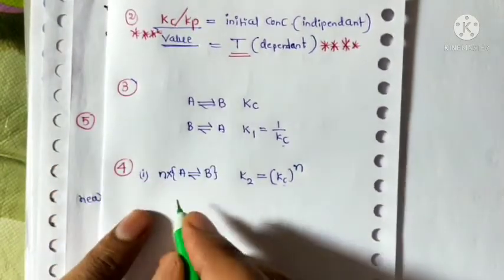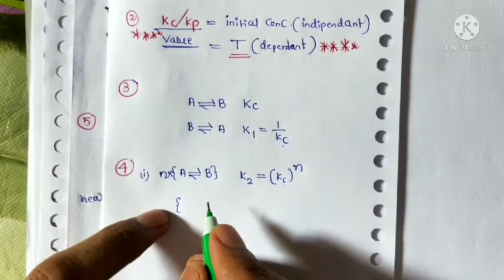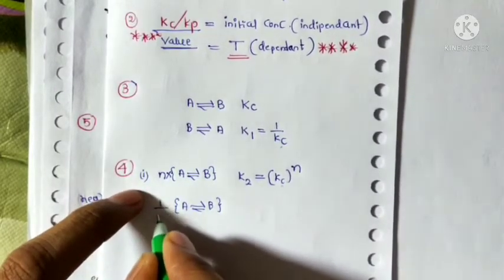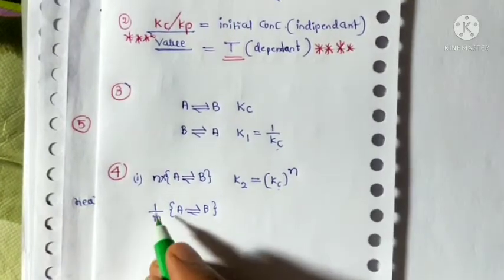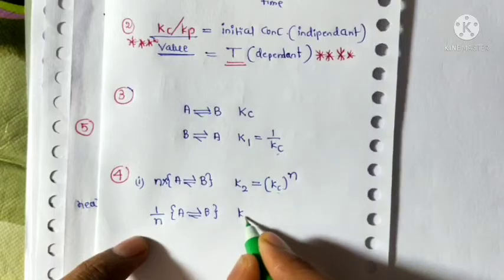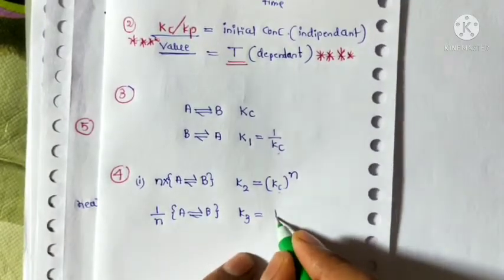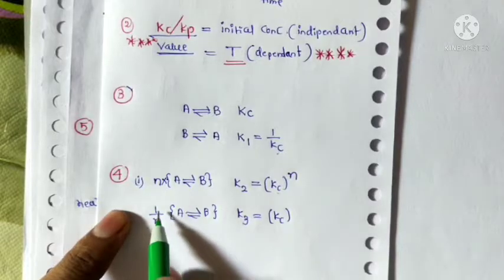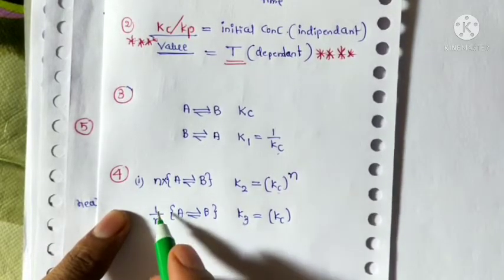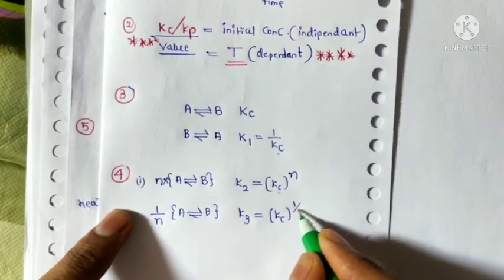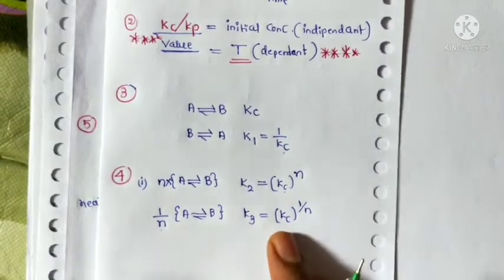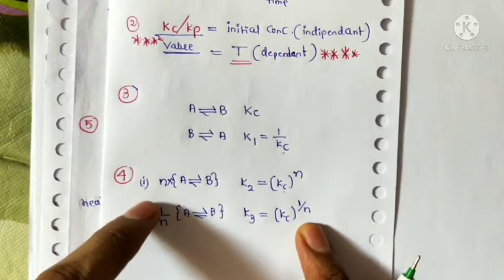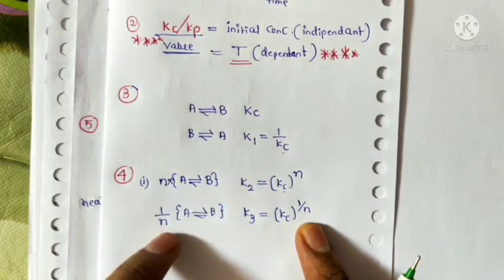If that chemical reaction equation is divided by n, or multiplied by 1 by n, then the new equilibrium constant is exactly equal to the equilibrium constant for the forward reaction raised to the power of 1 by n, because here it is divided by n.